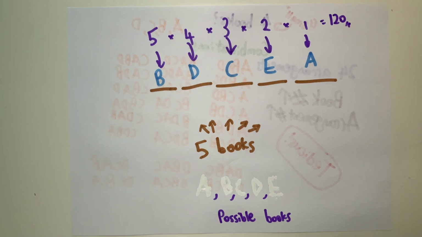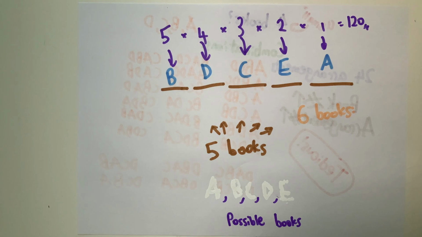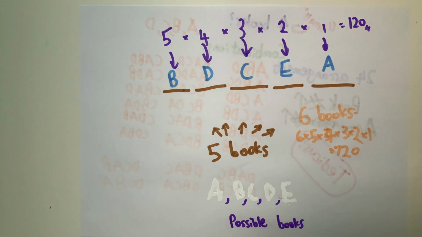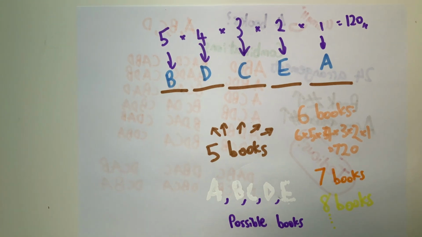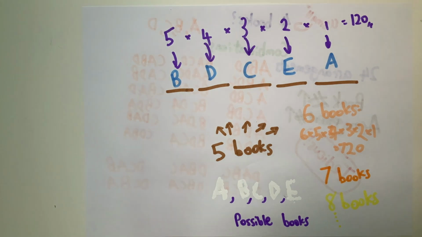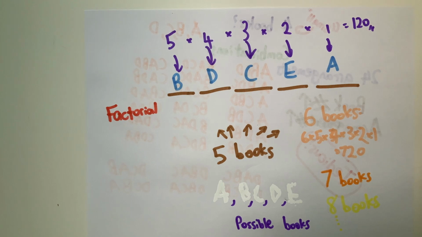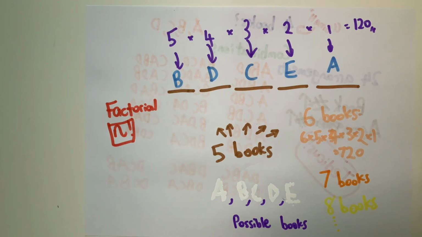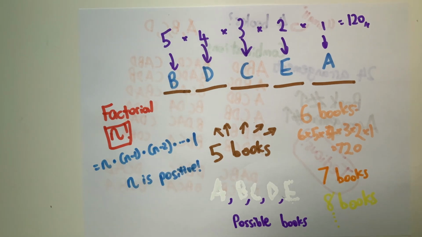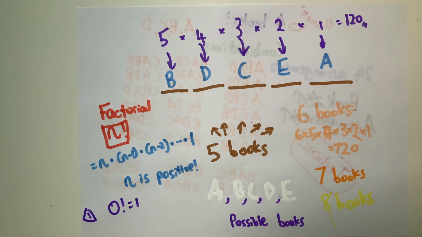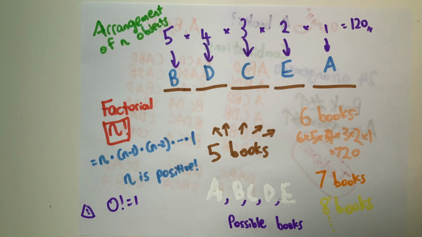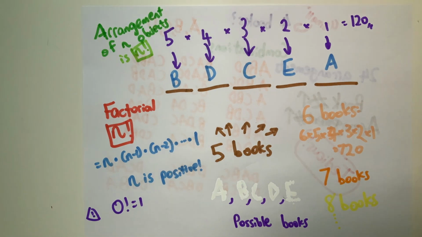A similar operation can be conducted with 6 different books. 6 times 5 times 4 times 3 times 2 times 1, or 720. This operation is known as the factorial, and is written in the form n factorial. In general, n factorial is equal to n times n minus 1 times n minus 2 times all the way up to 1 for all positive integers n. 0 factorial is defined as 1. Summarizing, the number of possible arrangements of n distinct objects is n factorial.